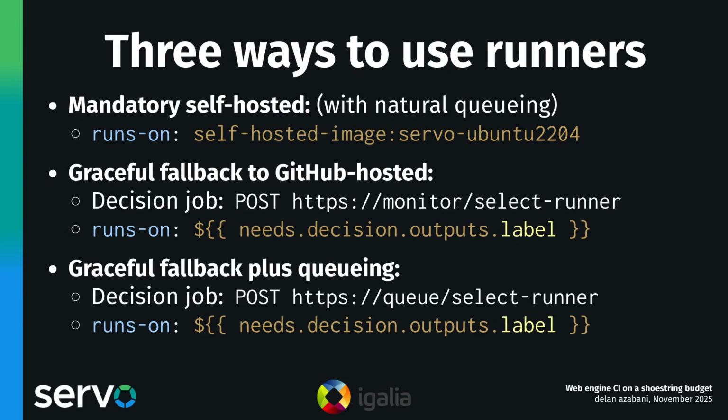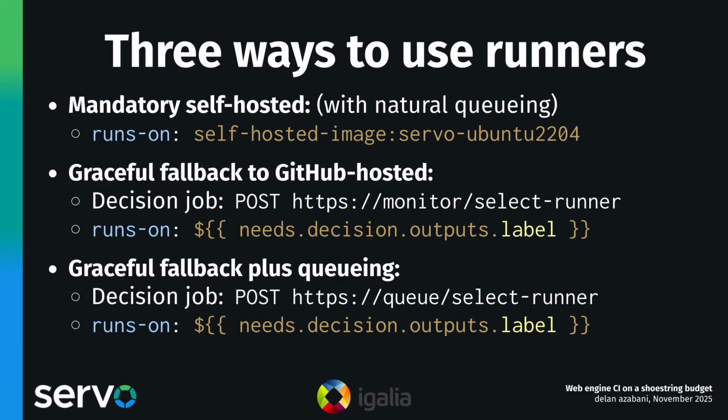There are three ways to use our CI runner system. The first one is the way that GitHub designed self-hosted runners to be used. The way they intend you to use self-hosted runners is that when you define a job, you use this runs-on setting to declare what kind of runners your job should run on. And you can use labels for GitHub hosted runners, or you can define arbitrary labels for your own runners and select those instead. But you have to choose one or the other in advance.